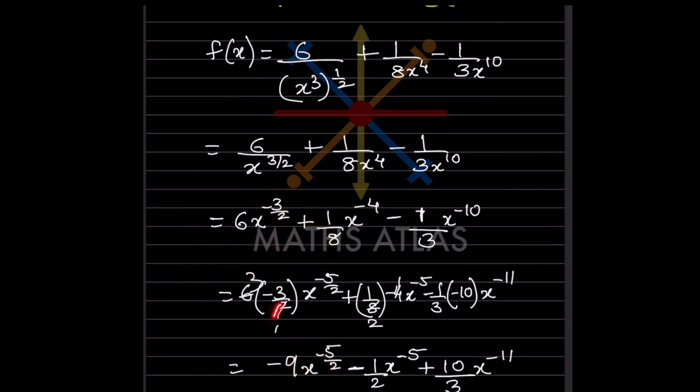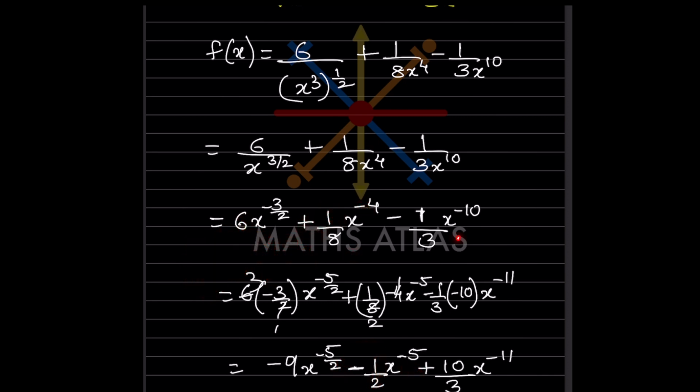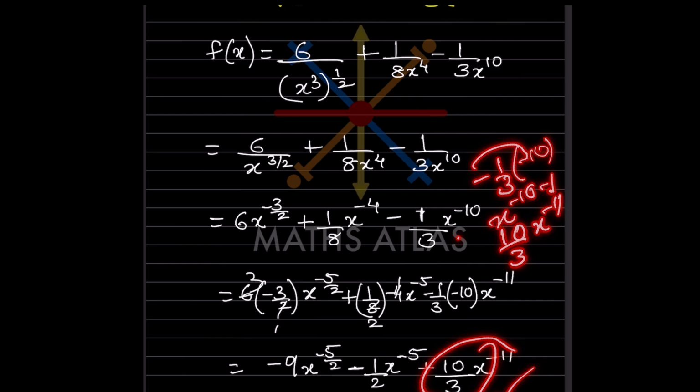Or you can write this one in the step that I have written over here. This is 1 by 8 into minus 4 x raised to minus 4 minus 1. So this is going to be 4 ones are 4, 4 twos are 8, that is going to be minus 1 by 2, that will be x raised to minus 5. And here minus 1 by 3 into minus 10 x raised to minus 10 minus 1. So this is going to be minus minus becomes plus 10 by 3 x raised to minus 11. So this is here. Hope you got this one.